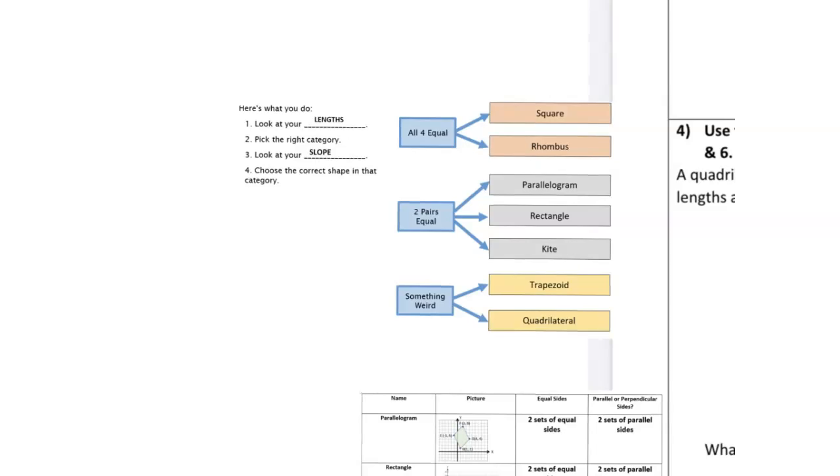For number 4, we're asked to identify a quadrilateral that has the vertices A, B, C, D. Our side lengths are given to us as well as our slopes. We need to know, what is the best name for this quadrilateral ABCD? The very first thing that you should think about is taking out these 2 pieces of notes for this question.